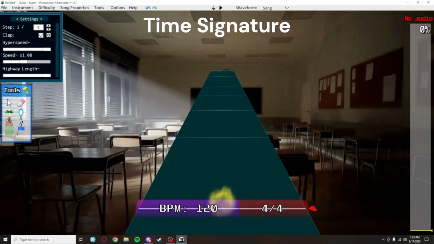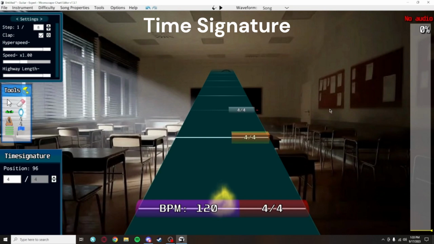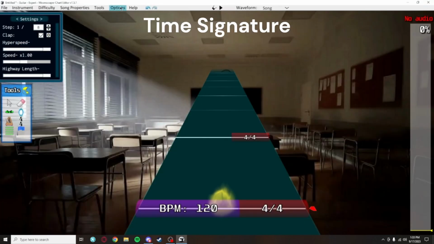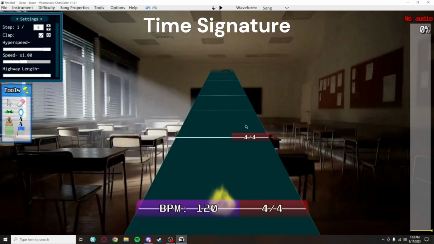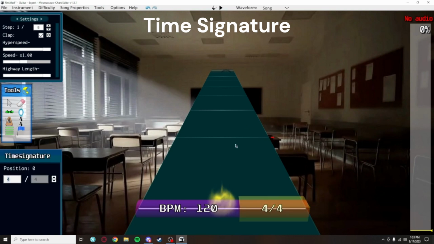This 4/4 button right here. You can place them anywhere, although Moonscraper will yell at you if you do, in the song validator. It will say it's bad. So don't do time signatures like that. You're breaking the song. So this top number is how many beats are in one measure.